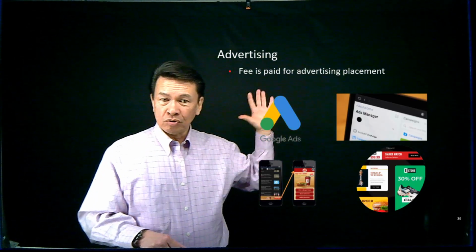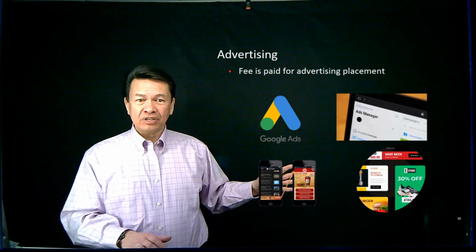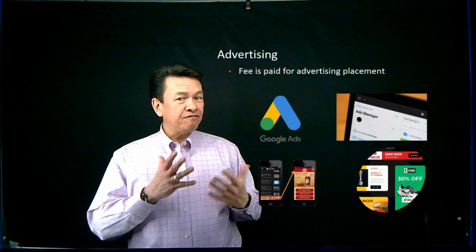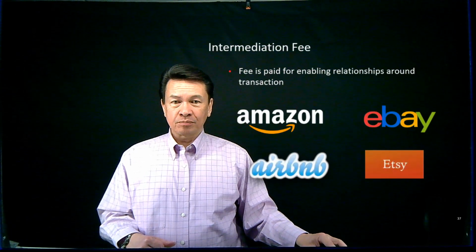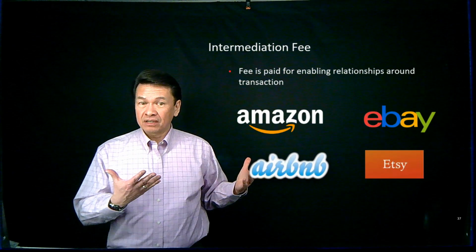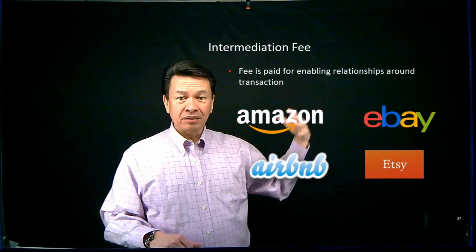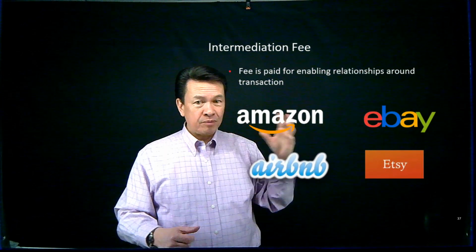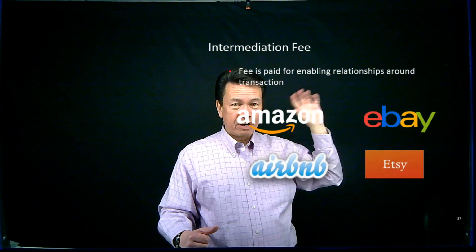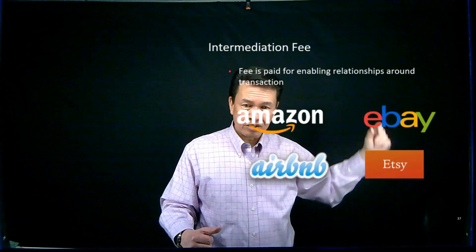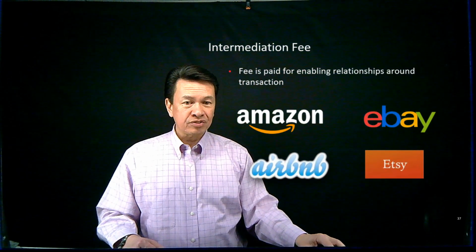Advertising. Google AdWords, you can have Facebook advertising, just off of people's apps you can advertise. So you're basically paying a fee, or they're paying a fee for advertised placement on, let's say, your platform, okay? There's intermediation fee. This is where you're enabling a relationship or a transaction between parties, like Amazon. So if I buy goods from them, like a flower pot, right? eBay, so something specialized, an autographed version of blah, blah, blah, and then eBay gets a piece of it. Airbnb, a place to stay that's owned by somebody.